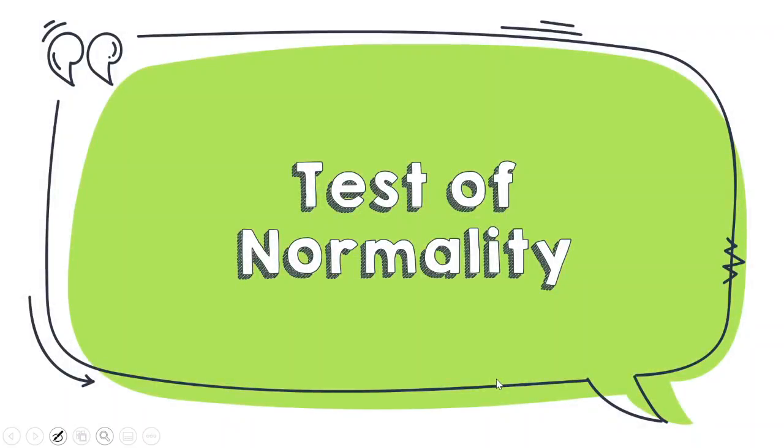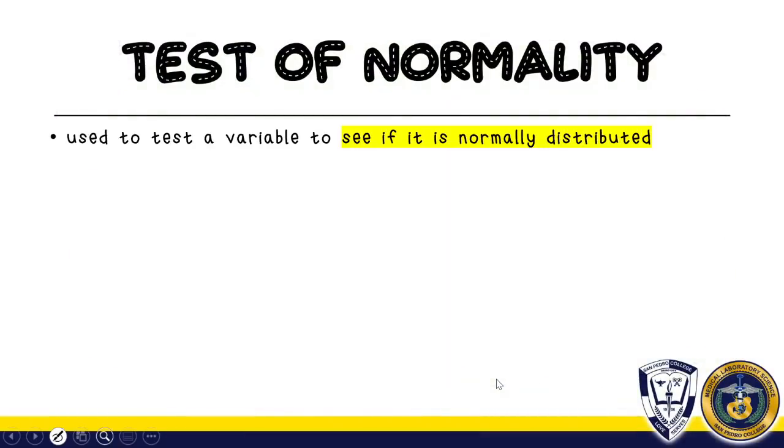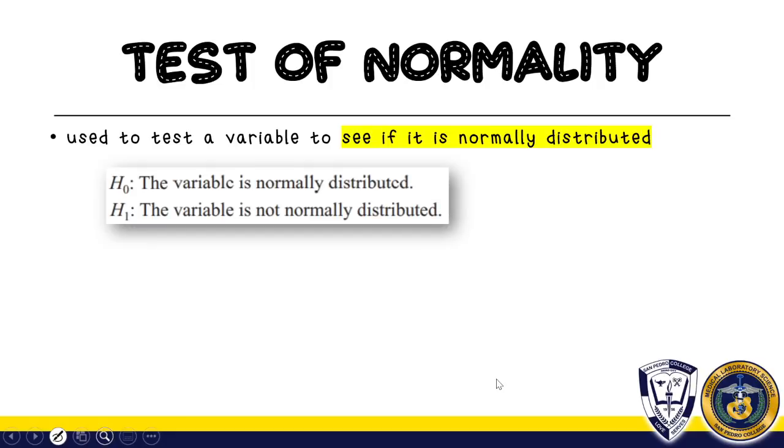Next, we proceed to the test of normality. The test of normality is used to test a variable to see if it is normally distributed. Again, literal. Tinitingnan lang po talaga natin yung normality, if normally distributed yung inyong dataset. This is how we are going to state our hypothesis: the variable is normally distributed, or the variable is not normally distributed.